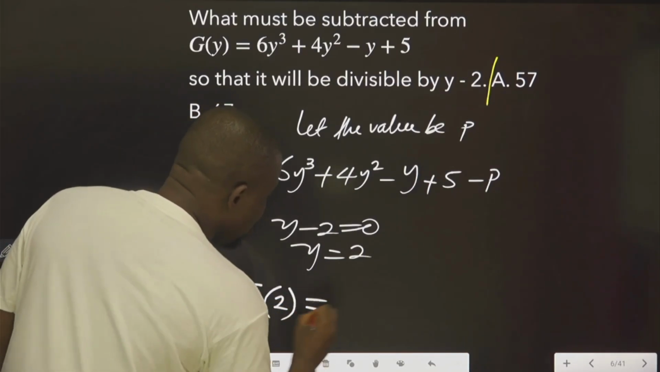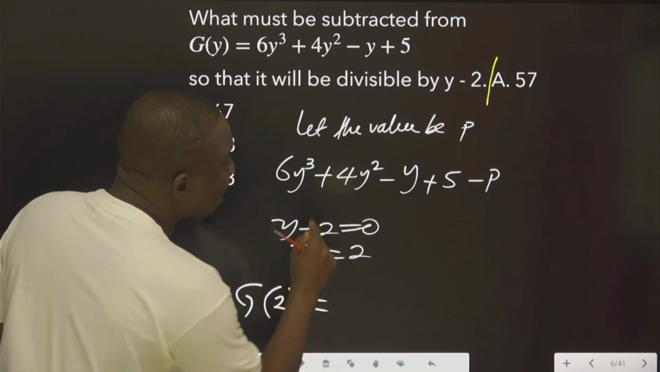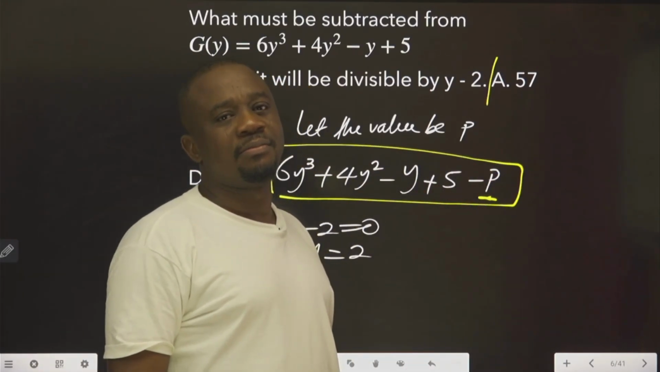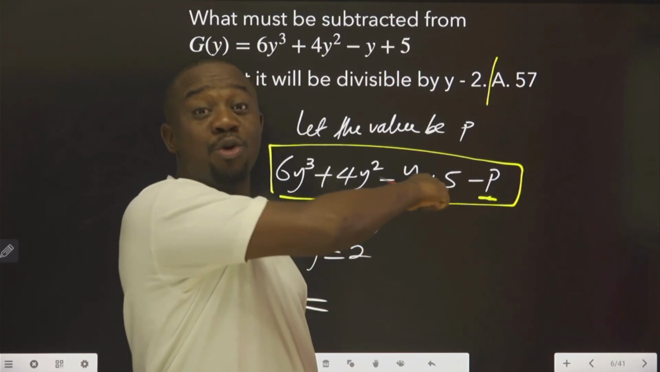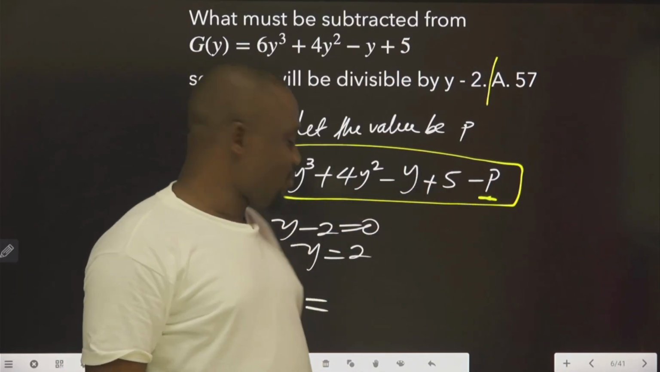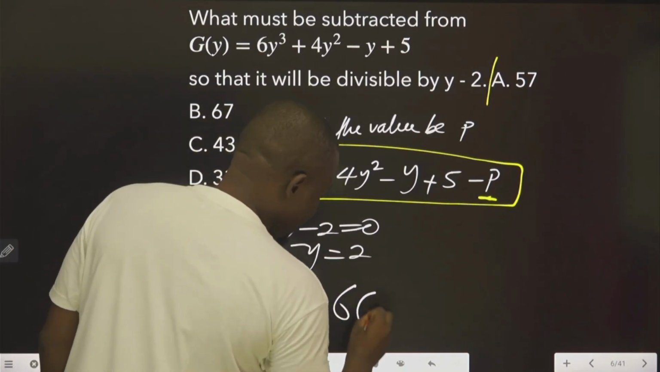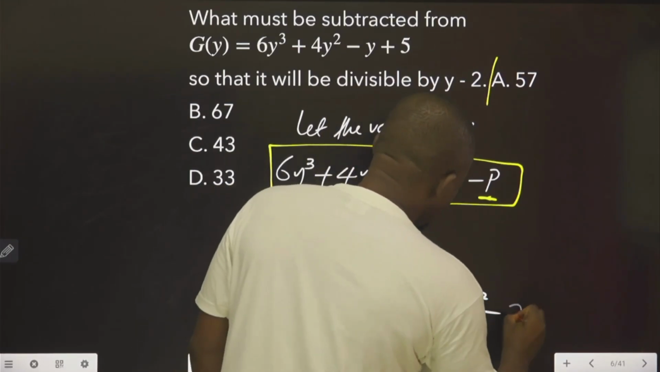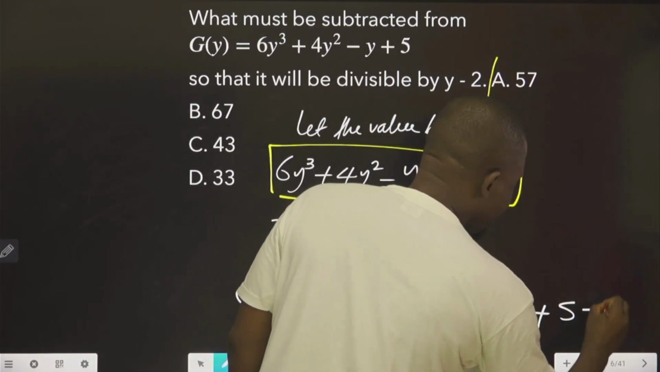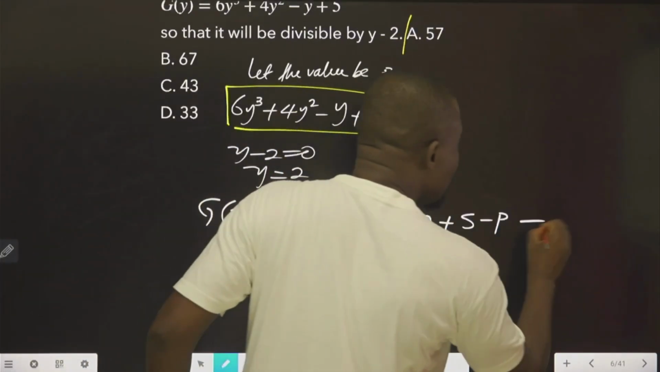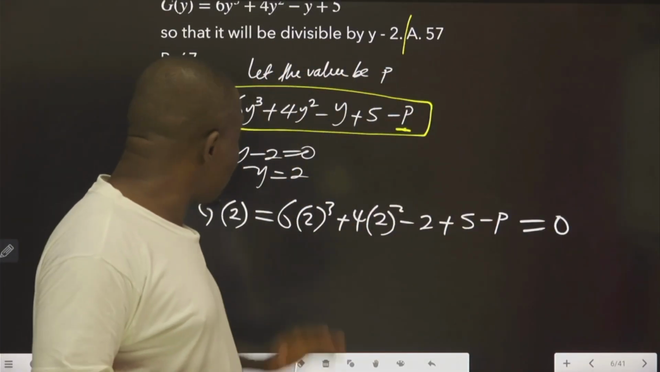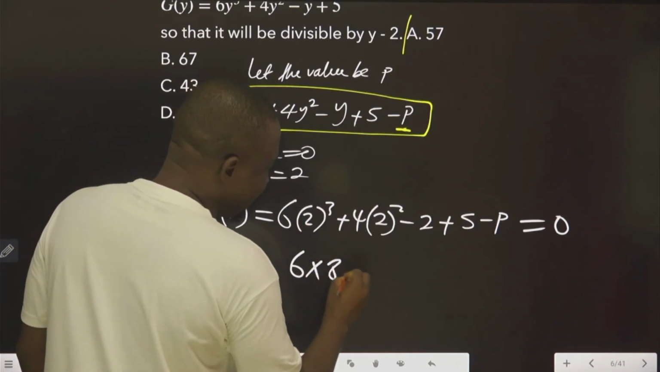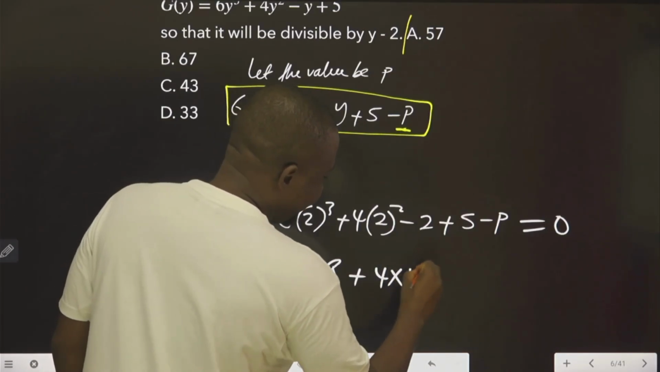Now, what we are going to do, we are going to come here now to say G of 2 is equals to, then we substitute here because this P is what is giving us the determinant to say there will not be remainder. So therefore, we substitute here now 2 raised to the power 3, 2 raised to the power 2, 2, P equals to 0 because you are going to get 0. Now we solve for P. You agree with me? This will give us 6 times 8 plus 4 times 4, 2.